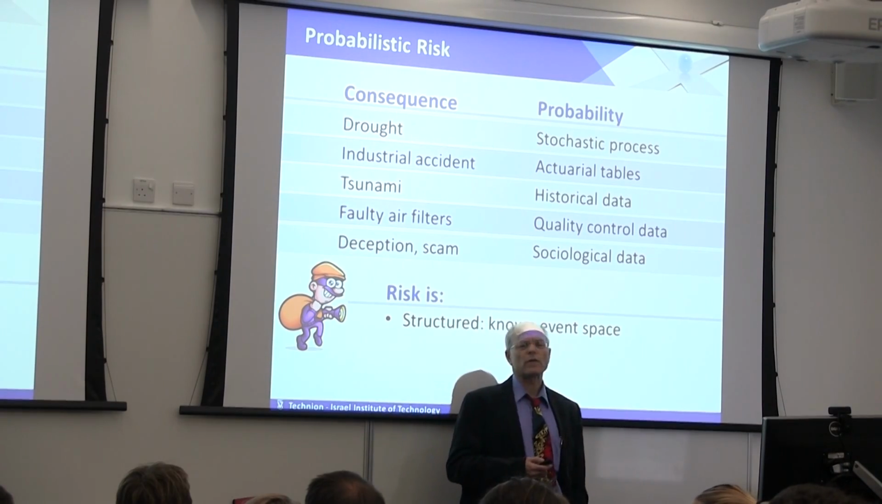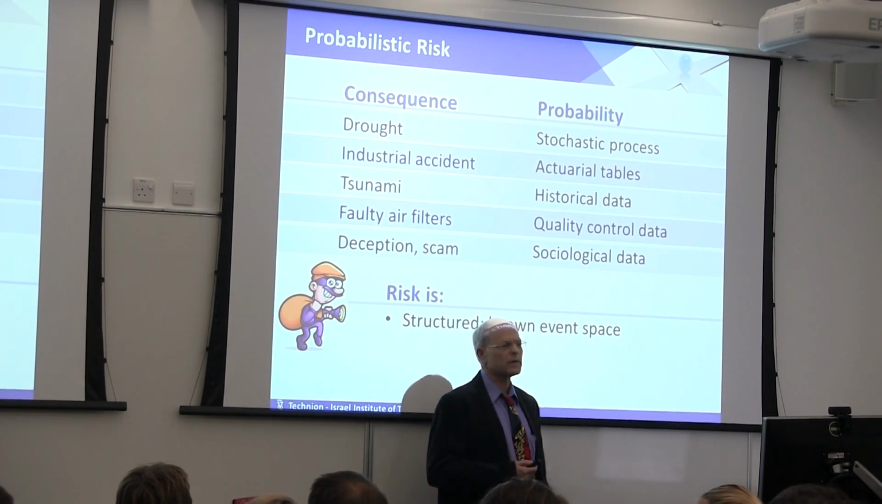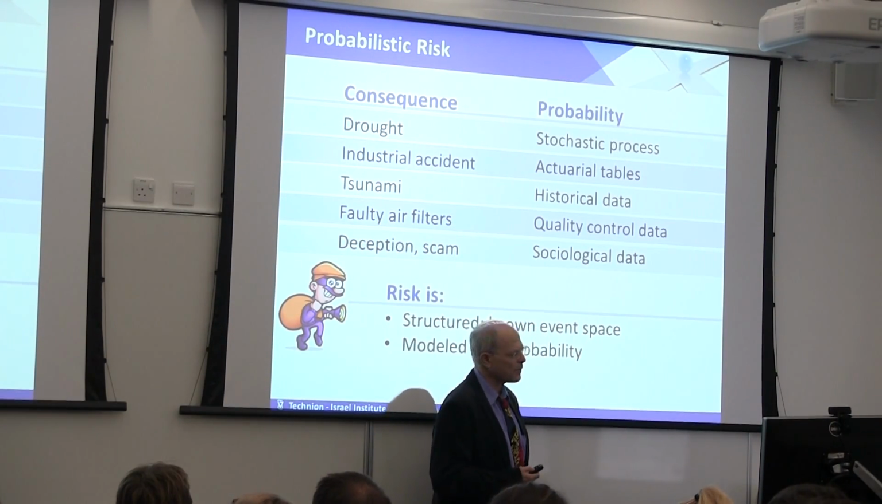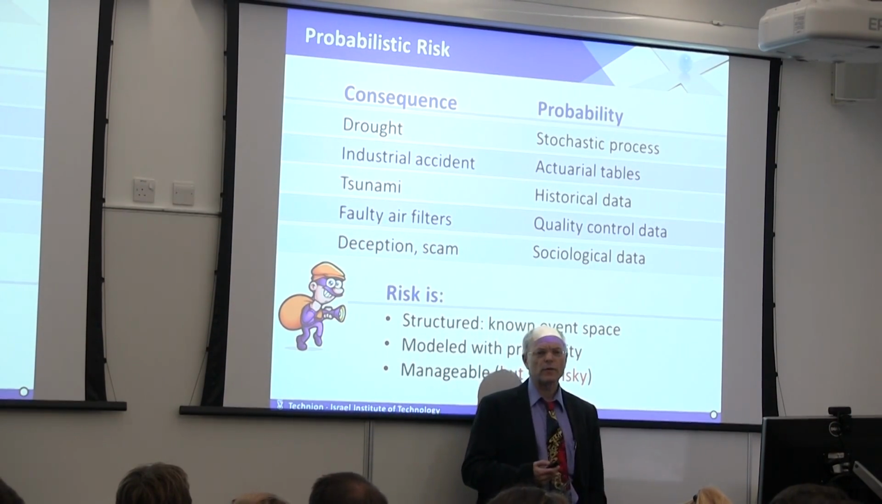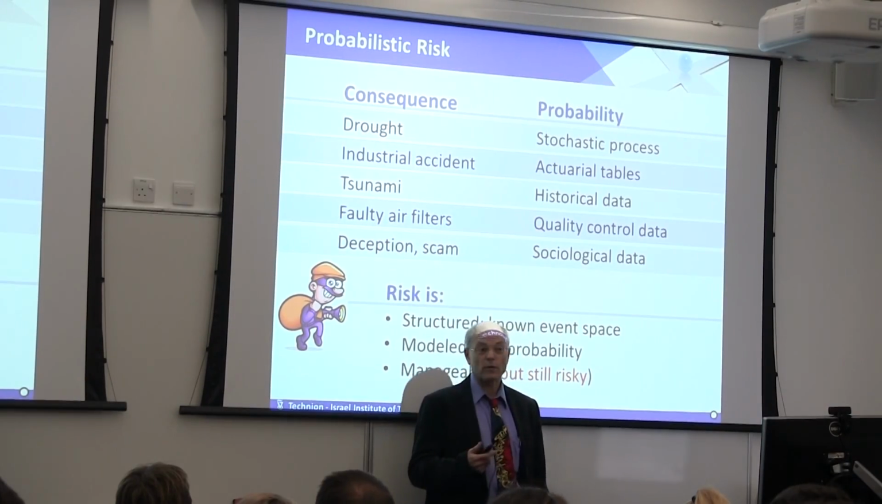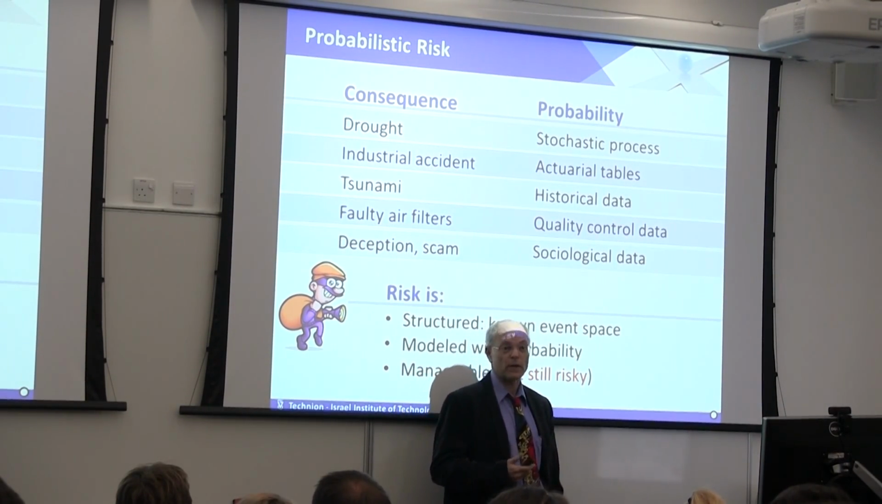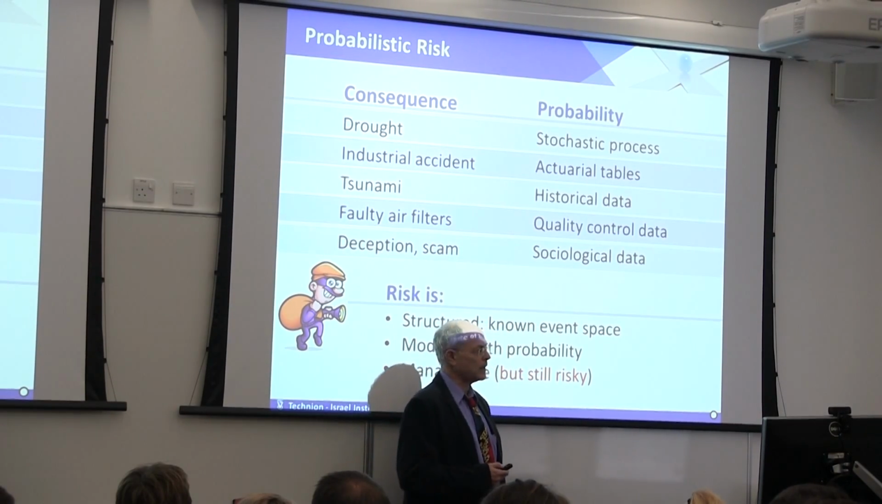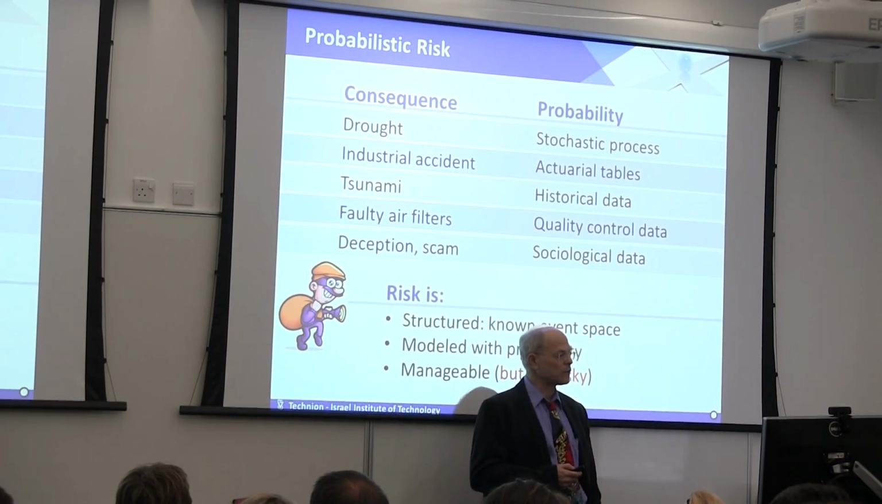In probabilistic risk, the event space is known. I know what can happen. I can model that event space with probability. And that uncertainty is manageable. It's still risky, and it could be very risky. The point is the nature of my knowledge is structured in a probabilistic risk situation.